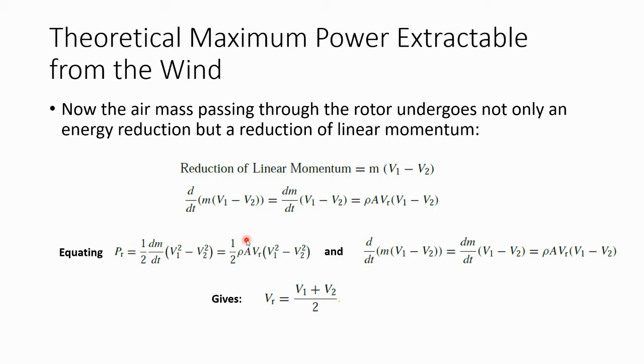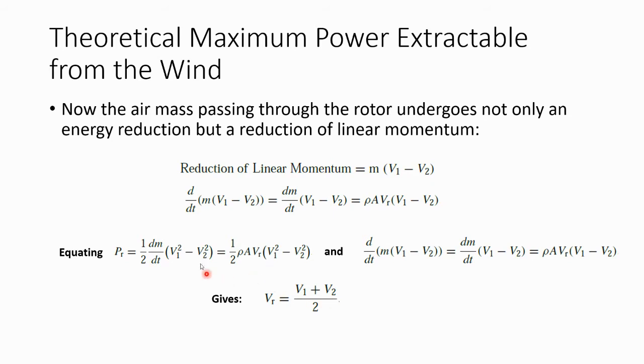Therefore, we can equate those two terms together, the previous term in the previous slide and this term. The previous term is here; I am rewriting it over here. When we equate this term that we derive based on the reduction of the wind velocity with this term that we derive based on the reduction of the linear momentum, we will obtain this, which solves the unknown for us of determining the value of VR.